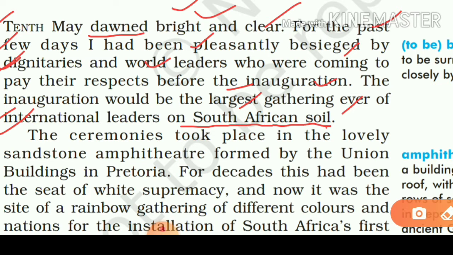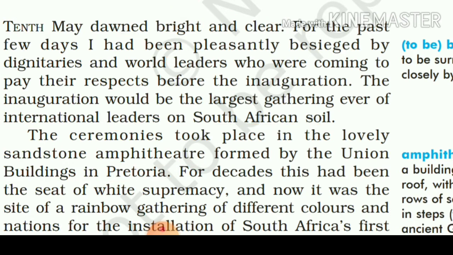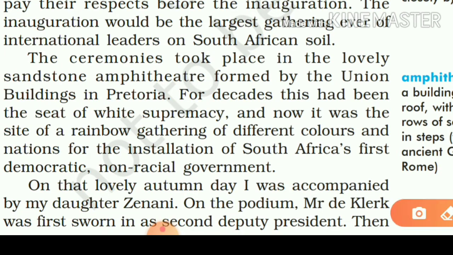Fine. The ceremonies took place in the lovely sandstone amphitheater formed by the Union buildings in Pretoria. Now it is told that the ceremonies related to the installation of democratic government took place in the lovely sandstone amphitheater. Now what is an amphitheater? It is told here, it is a building without a roof, having many rows of seats. Okay? In the way you can see seats which rise in steps, similar to, you can say, a cricket stadium or any other sports stadium we can talk about. Fine. So it was a sandstone amphitheater made by the Union buildings in Pretoria.